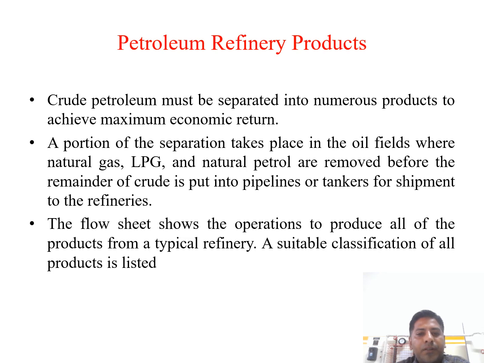A portion of the separation takes place in the oil field, where natural gas, liquid petroleum gas and natural petrol are removed before the remainder of the crude is put into pipelines or tankers for shipment from one place to another, from the refineries. The flow sheet shows the operation to produce all the products of a typical refinery. The suitable classification of the products is listed.